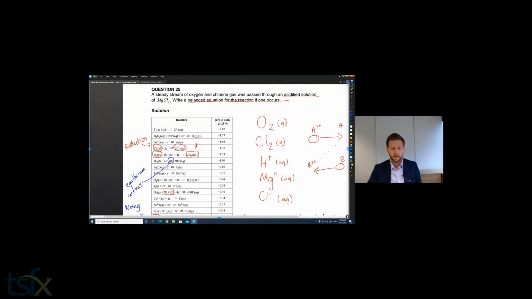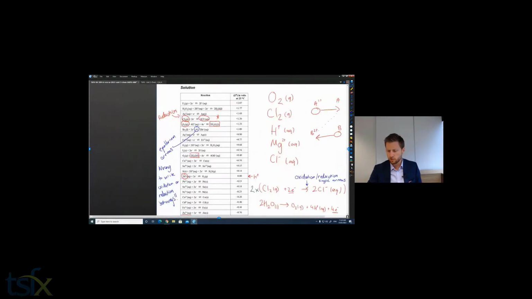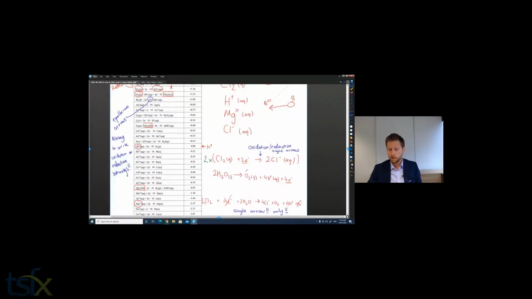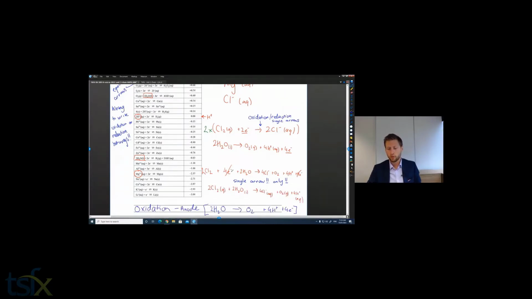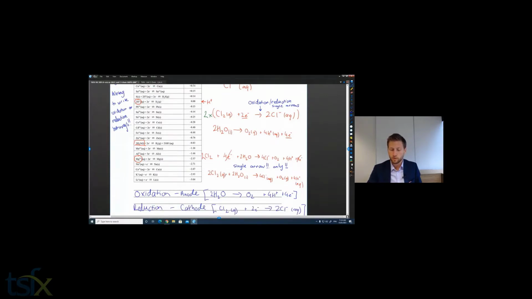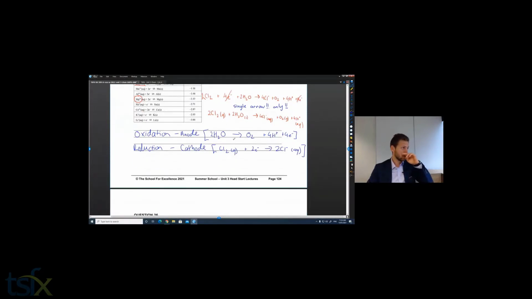Then from there, you need to balance the charge on the 2. So zooming back out, balance the charge by multiplying by 2 to make the electrons the same. 4 electrons there, 4 electrons there when you multiply by 2. Then you put them all together and you cancel out. So electrons cancel out. And therefore, we are left with 2 chlorine gas plus 2 water, which goes to 4 chlorine minus plus oxygen gas plus 4 hydrogen ions. And that's the equation occurring at the anode and cathode.